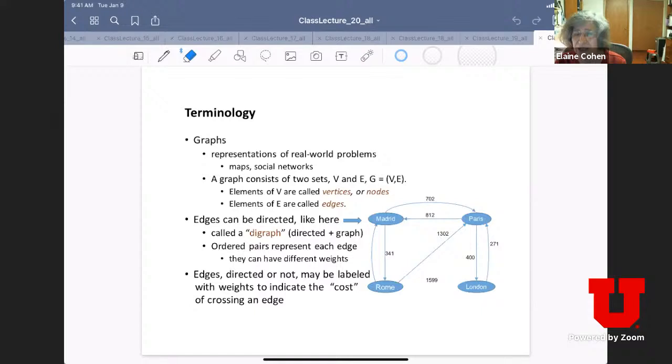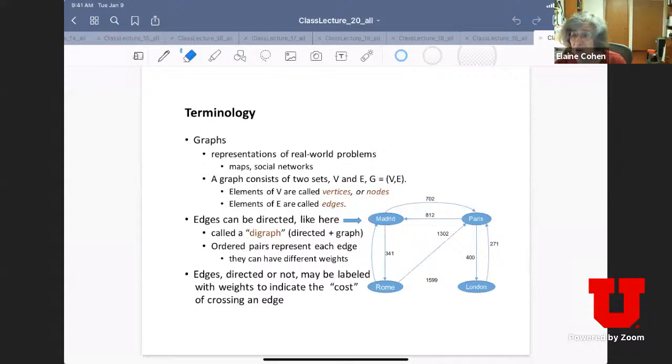So a graph is defined to consist of two elements, two sets. One is the set V, and those are called the vertices or nodes of the graph. And the other is the set E, and those are the edges. And typically we talk about the edges connecting the nodes. So in our bridges, we had the bridges connecting the land masses. So those are edges.